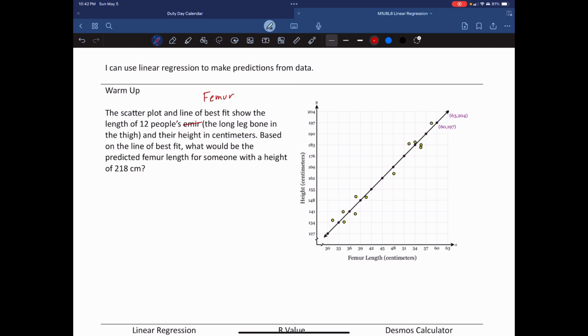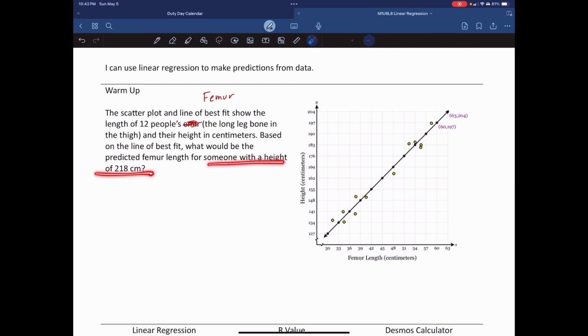Alright, so the warm-up says, the scatter plot and the line of best fit show the length of 12 people's femurs. That's supposed to say femurs, so make sure you cross that out. That's the femur, the long bone in the thigh, and their height in centimeters, right? So if you're reading along our x-axis, that's how long your femur is, and along our y-axis, height is going to go up, right? Based on the line of best fit, what would be the predicted femur length for someone with a height of 218 centimeters?